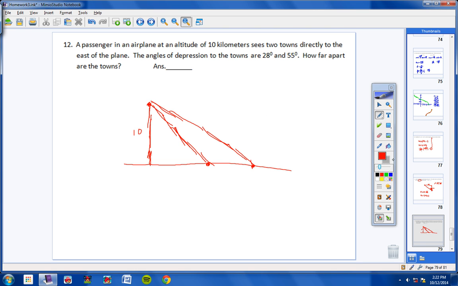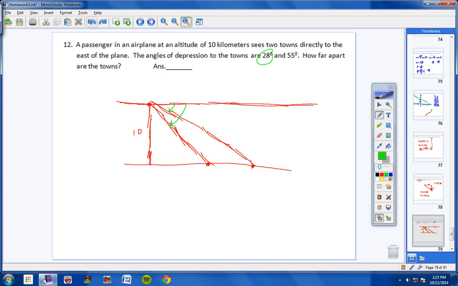Now remember, an angle of depression, please don't forget this, students. Angles of depression are always formed with a horizontal line, and depression means you're up in the air going downward, okay? So there's my horizontal line. So one angle goes from the horizontal to here, and the other angle goes from the horizontal to here. Well, here's my two angles. Obviously, the smaller angle is going to be 28 degrees, and the larger angle is going to be 55.